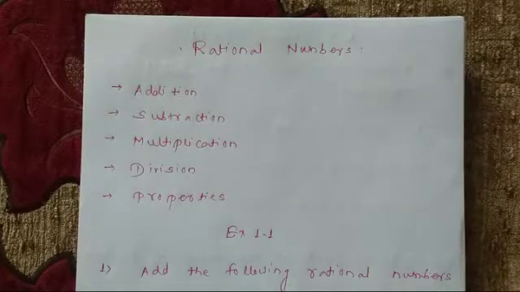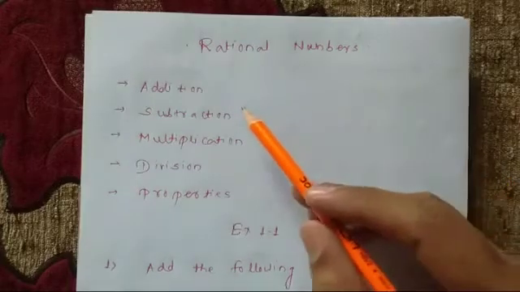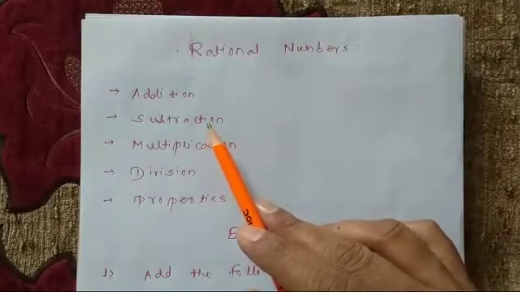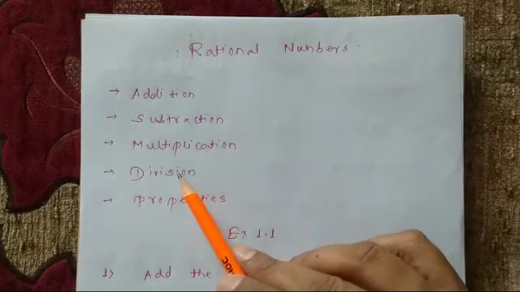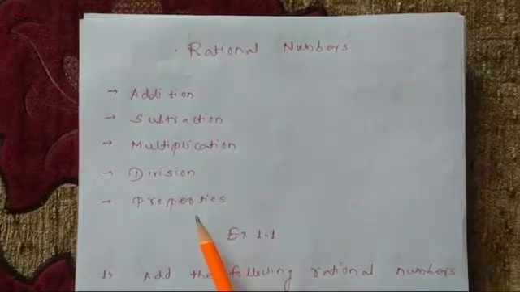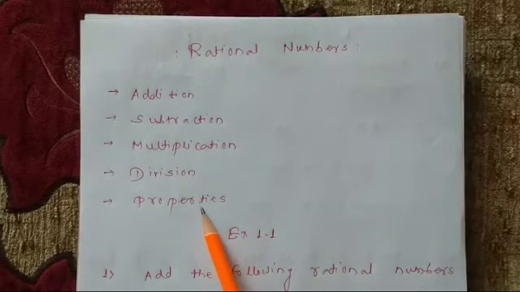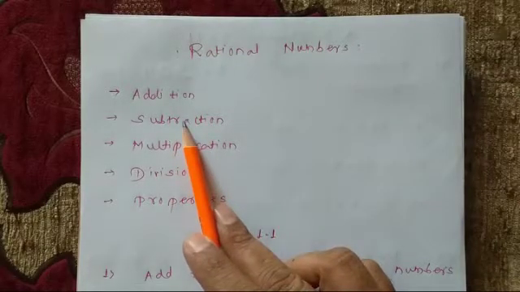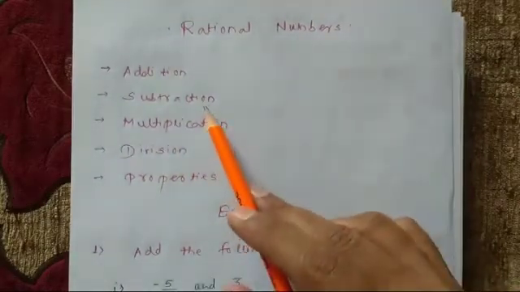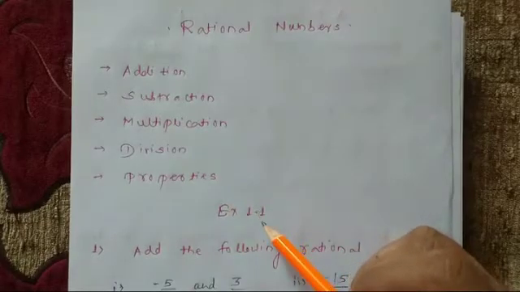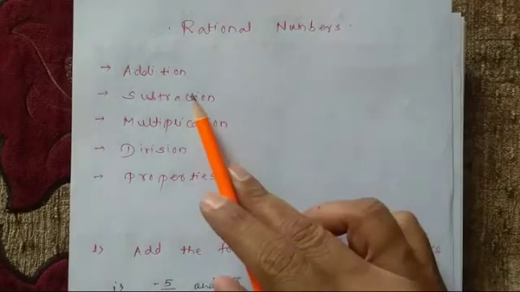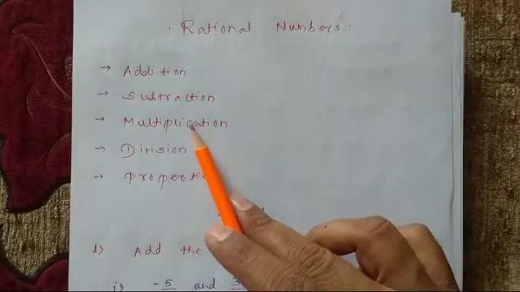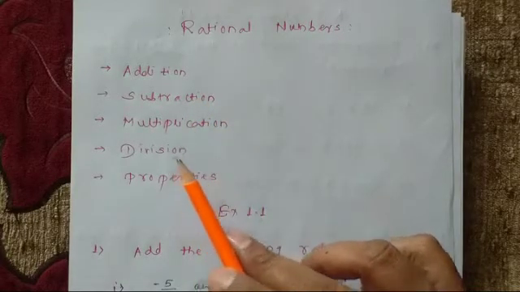Today we are going to start a chapter, rational numbers. In this chapter we have to learn addition of rational numbers, subtraction of rational numbers, multiplication, division of rational numbers, and the important thing is properties of rational numbers. As we know, we have already studied addition and subtraction in the last year, but again there is a revision. So there is one exercise, 1.1, which is based on addition of rational numbers. So quickly we will revise addition and subtraction, and then we will start multiplication, division and properties.